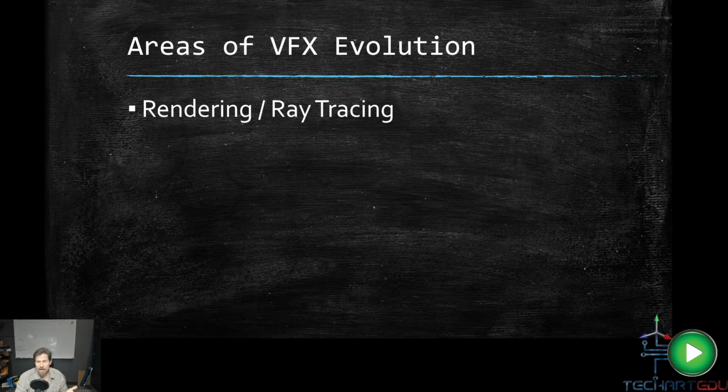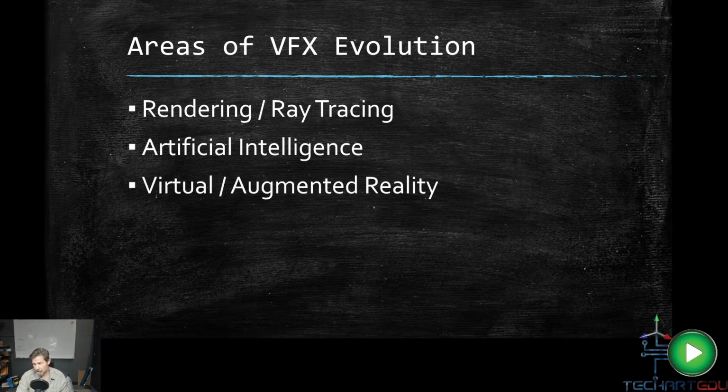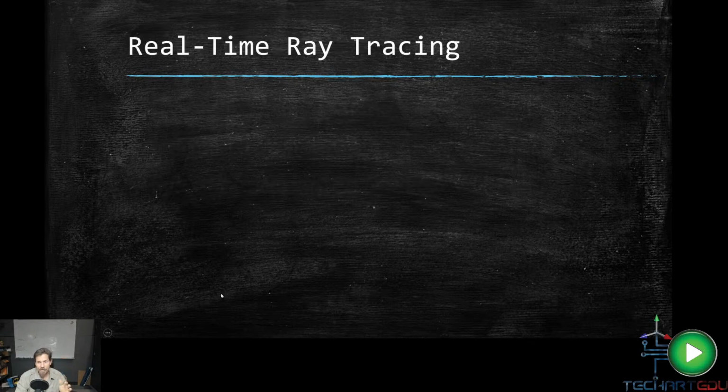And the first of that is rendering and ray tracing. And then we're going to start dealing with artificial intelligence. And then we're going to deal with virtual and augmented reality. Now, everyone knows about these things, but I want to express how visual effects is going to be impacted by all of these. So let's start off first with good old ray tracing.